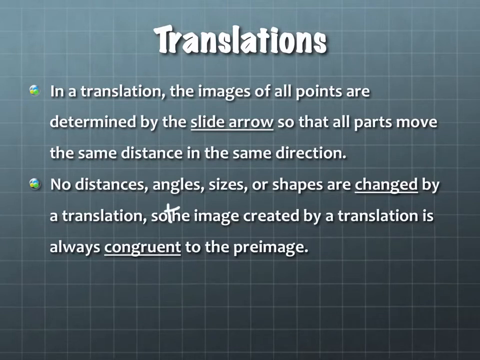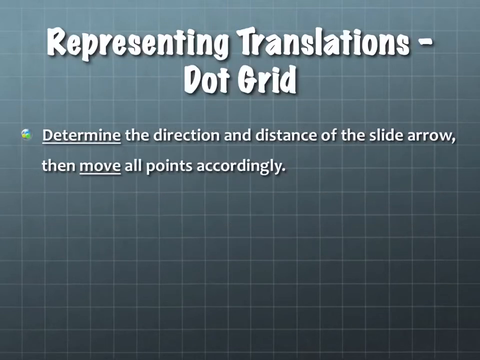One way to represent a translation is with a dot grid. Dot grids are very helpful. They determine the direction and distance of the slide arrow, and then move points accordingly. The reason dot grids are really nice is because they allow us to physically do something with an image that often doesn't require a whole lot of drawing skill, which is really good for me. I don't have a lot of skill in drawing myself. And they provide a convincing argument that what we ended with really is congruent to what we started with.